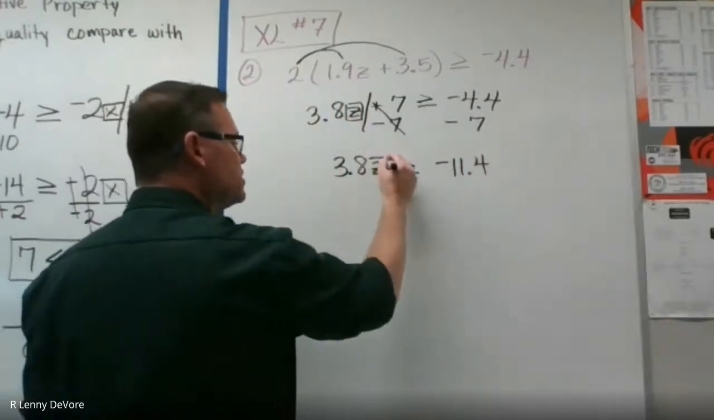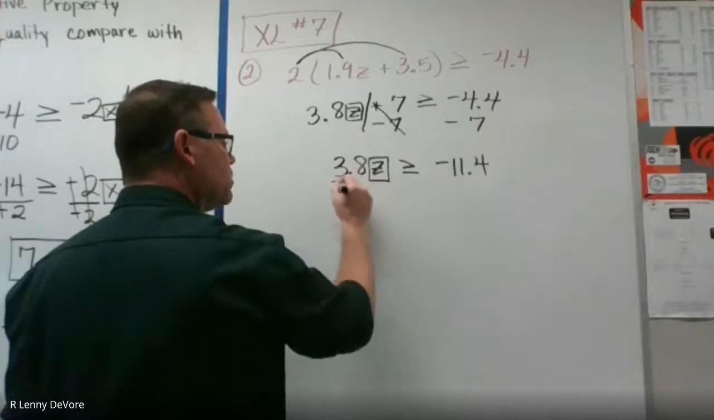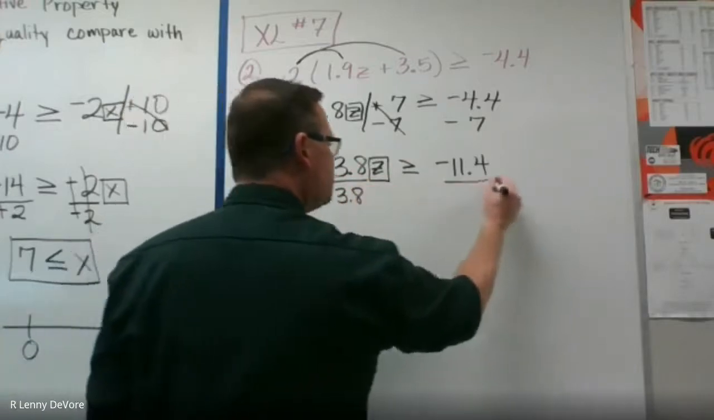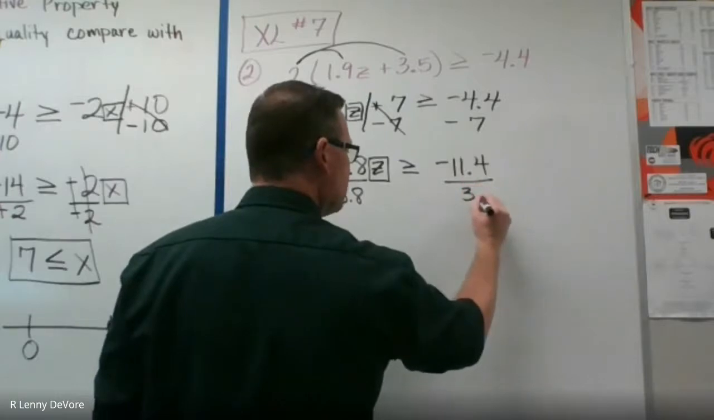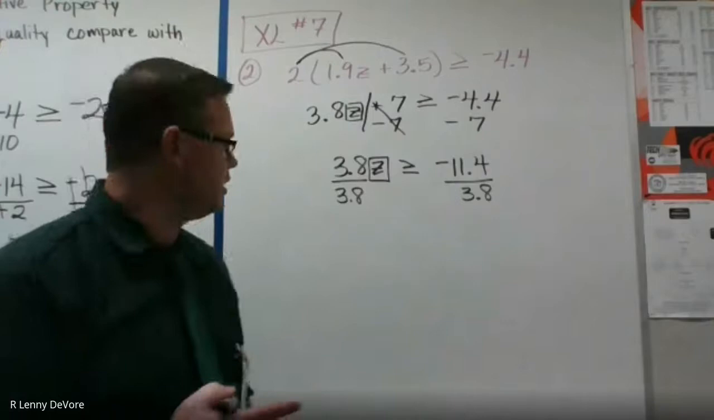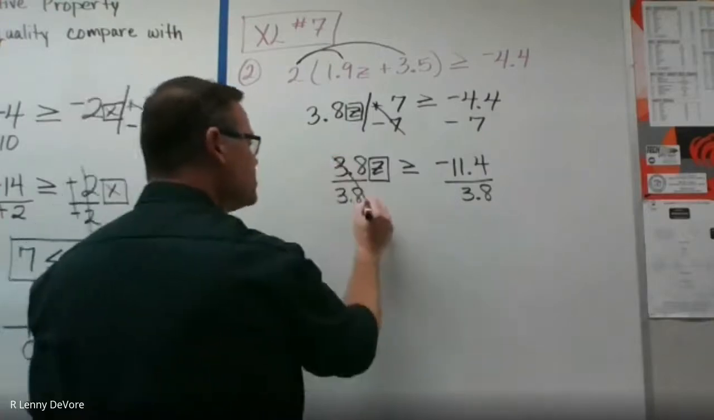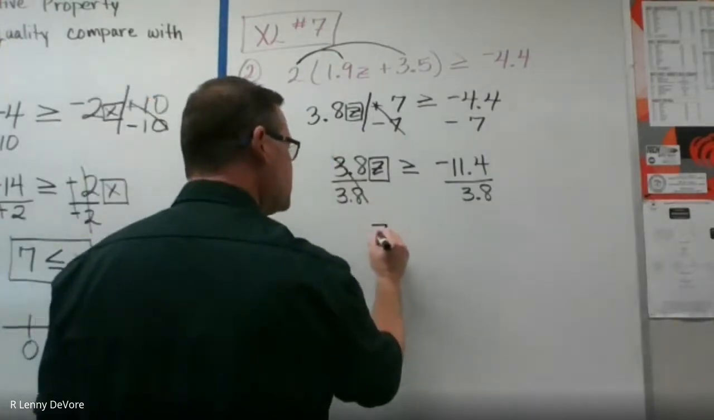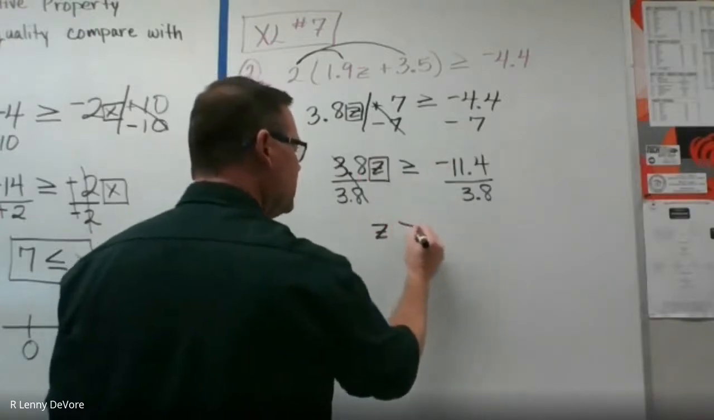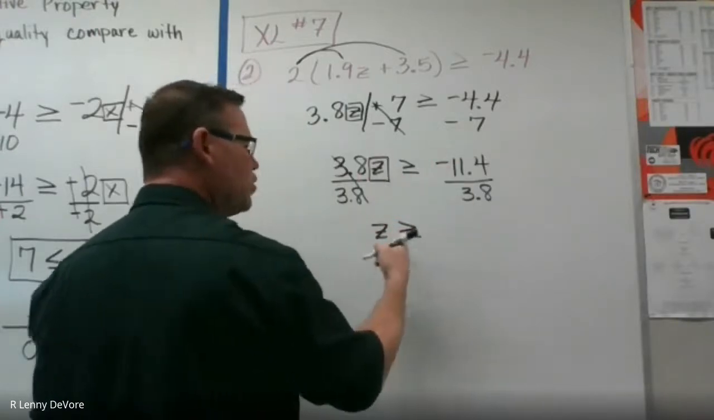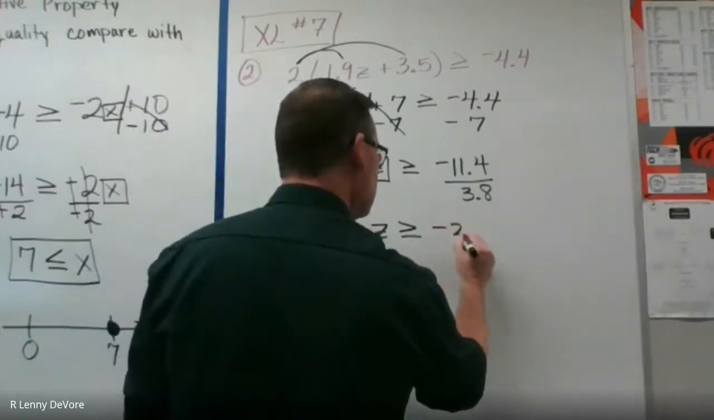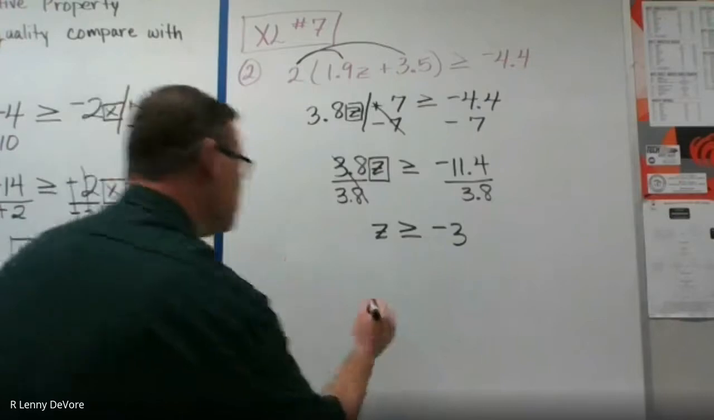I'm still getting z by itself, right? So I'm going to divide by 3 8/10. Divide by 3 8/10 over here. Division property of equality, right? This is gone. Z is by itself. And because we're not dividing by a negative again, this inequality stays the same, greater than or equal to a negative 3.